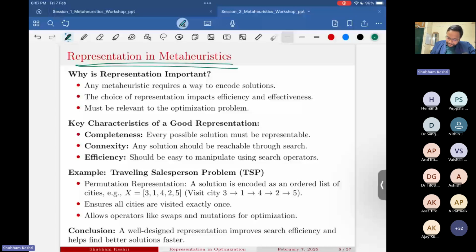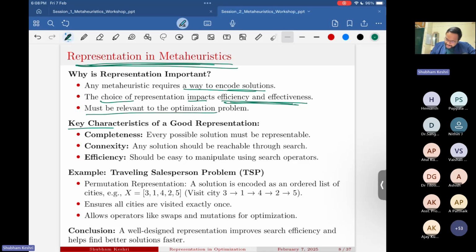Okay. So why is representation important? Any meta-heuristic requires a way to encode a solution. We were talking about this, right? You have to communicate with the computer to do this. So representation helps you communicate a solution to the problem. The choice of representation impacts efficiency and effectiveness. So for a traveling salesman problem, if you go for discrete value representation, it reduces your efficiency or effectiveness, right? If you use permutation representation, you are in a way incorporating the constraint in your problem. So the choice is important.